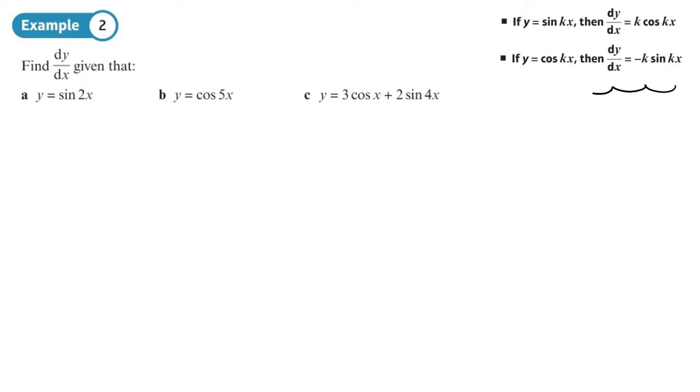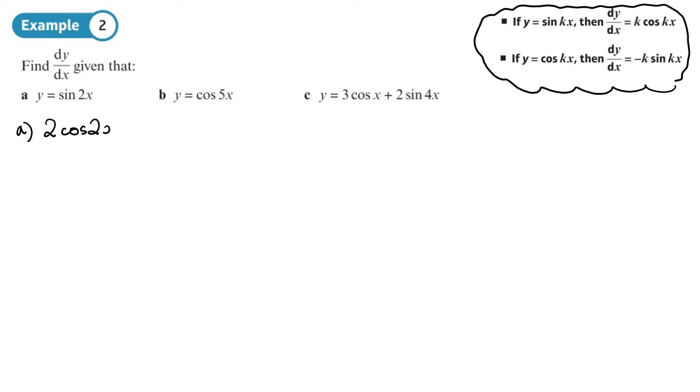So nice easy ones here. We're going to use these rules up here where we have k. So a, if you differentiate that, you'll have 2 cos 2x. So notice the bit after the sine, this bit here doesn't change. But it's almost like that bit differentiated, isn't it? 2x differentiated is 2. B, this will become negative 5 sine 5x. So again, that bit doesn't disappear, but it's like we're looking for that k.